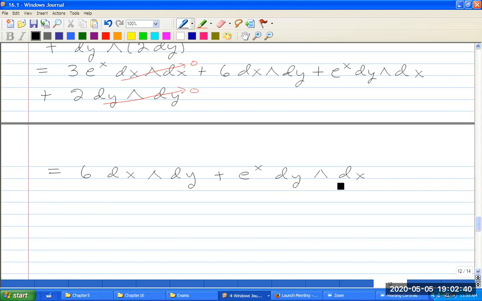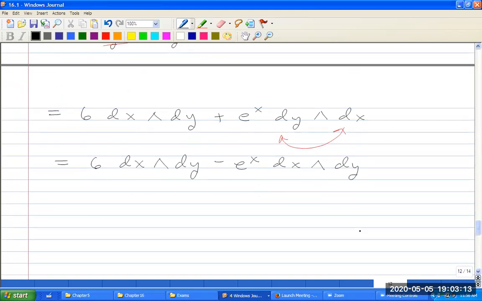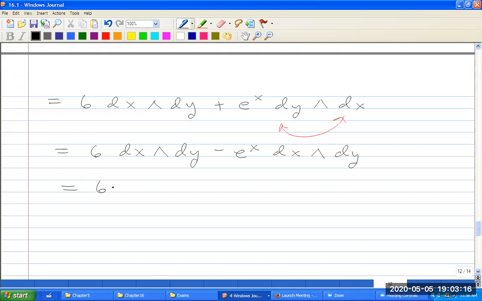Okay, so now, if you look, these look the same. I just have a differing order. So let me interchange the order here. And when I do that, I'm going to change the sign. So this will be a minus e to the x dx wedge dy. And so my final answer is 6 minus e to the x dx wedge dy.